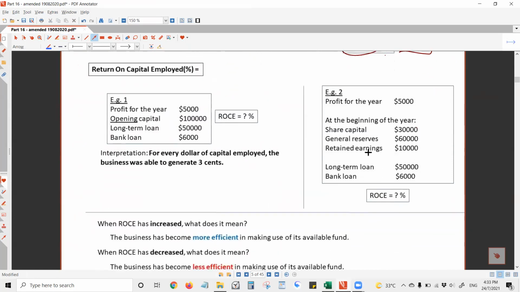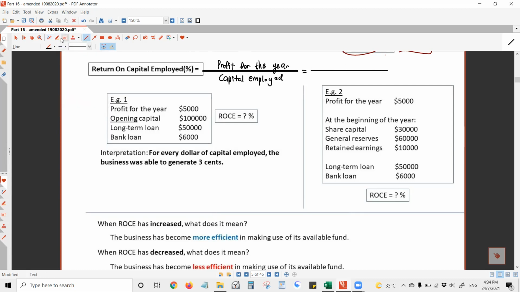So let's look at this. We start by writing down the formula. So you write equal, draw a fraction. On top, you write profit for the year. The denominator, you write capital employed. Here is a new term to learn, capital employed. Capital employed is not capital. So you further expand the formula like what I'm doing here.